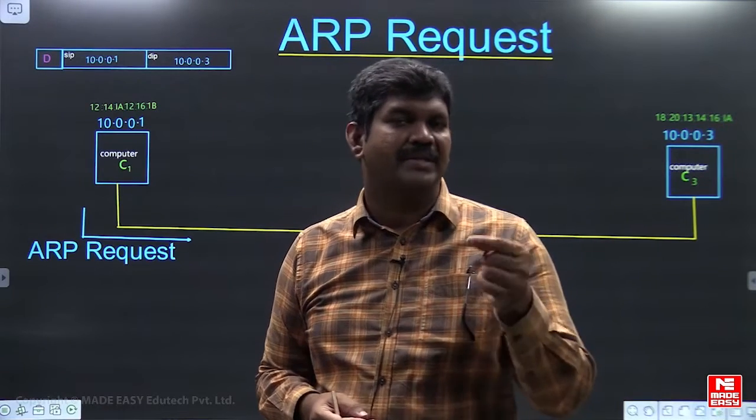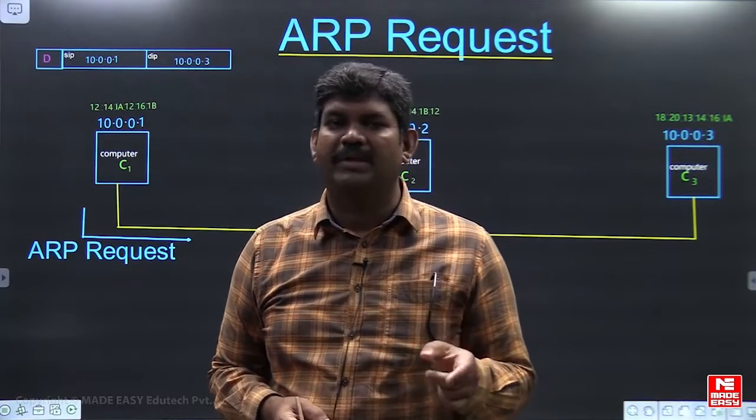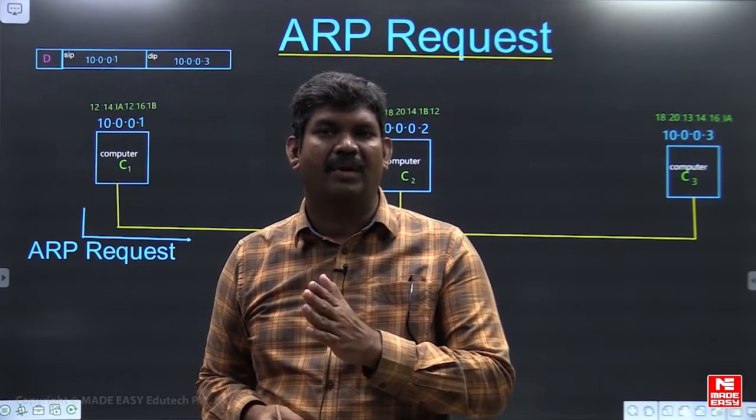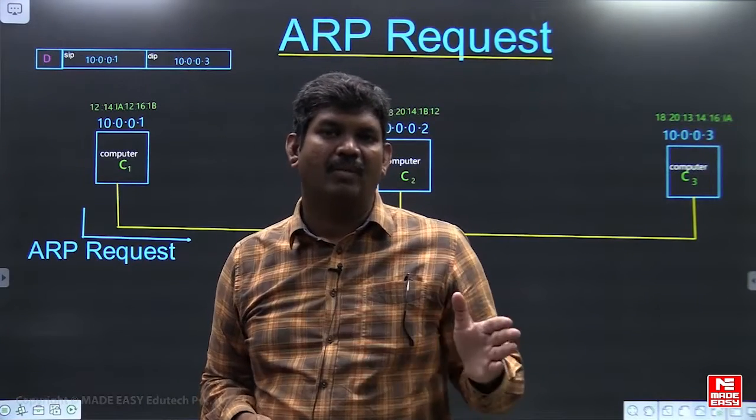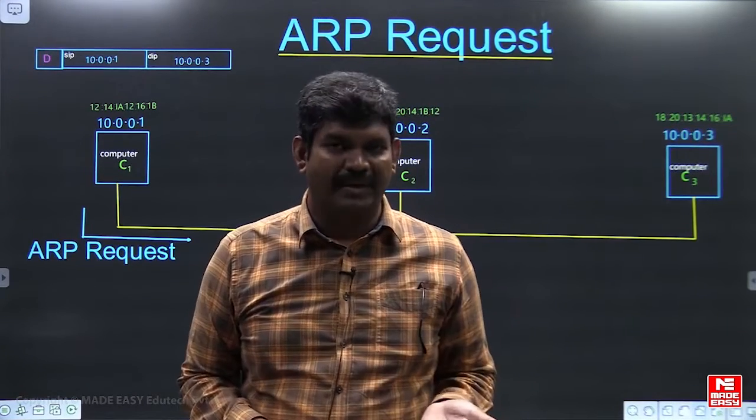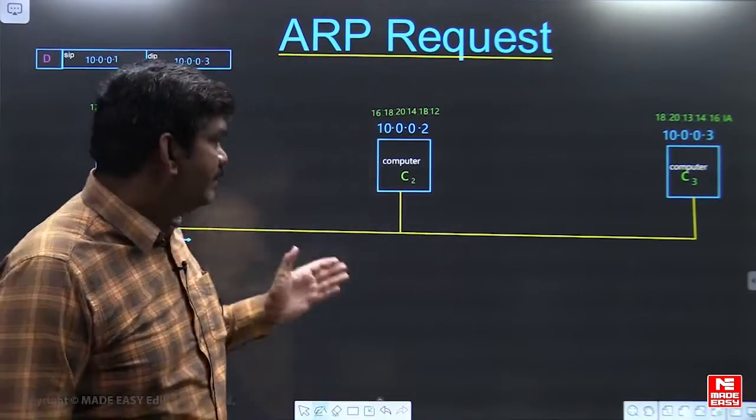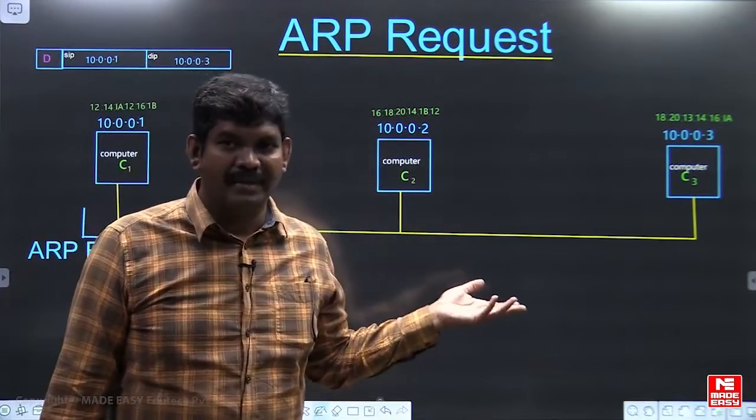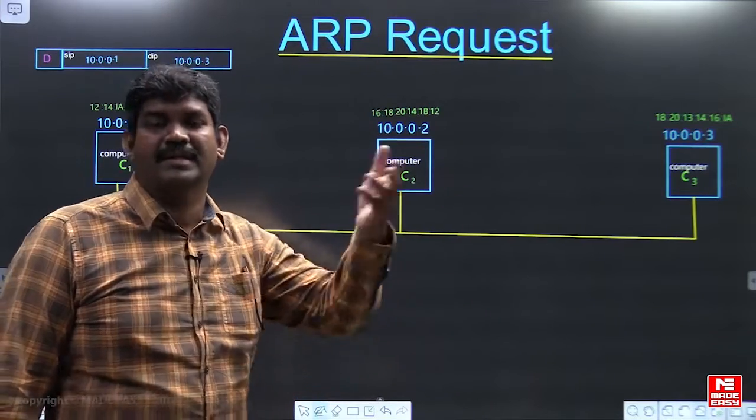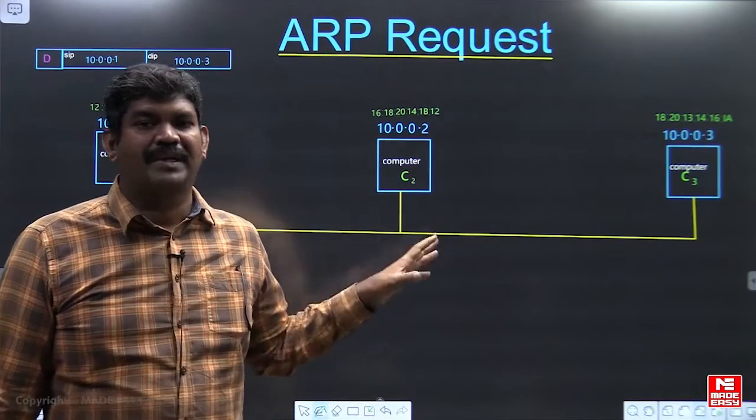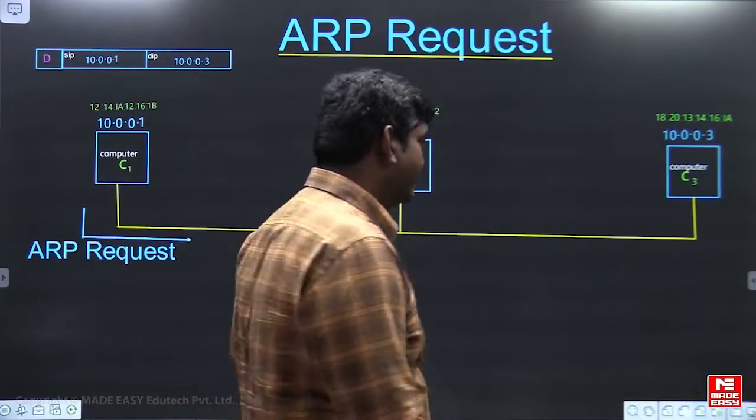That means in the destination MAC, you are going to mention FF colon FF colon FF colon, like that, all ones of 48 bits, because you don't know the physical location of the destination. Here we have taken hardly 3 computers, but you might have some 50 to 100 computers in a single LAN. So it is broadcasted with a broadcast MAC address.